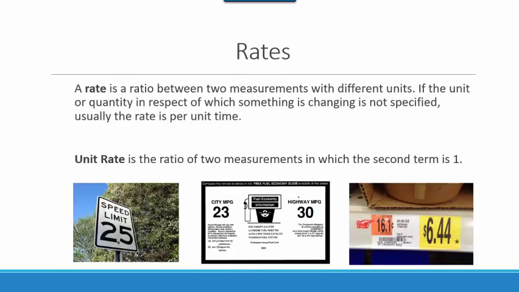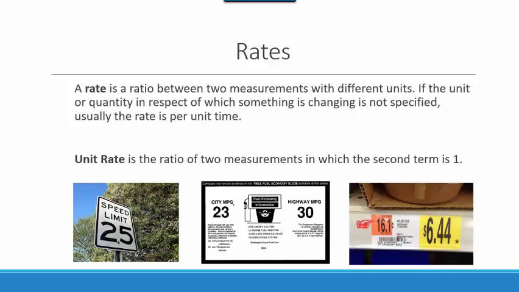Now, a rate is simply a ratio between two measurements with different units. You're probably used to rates, so for example, the speed limit that you see, so 25 miles per hour, that's comparing miles to hours. Or saying your car gets 23 miles per gallon, that's comparing miles to gallons.